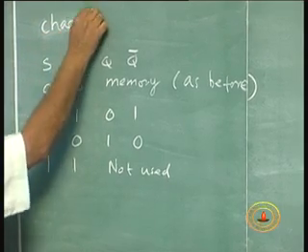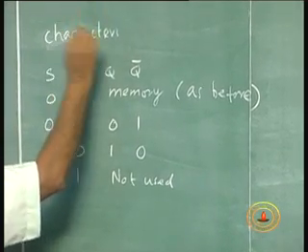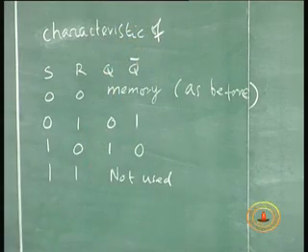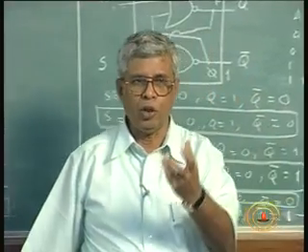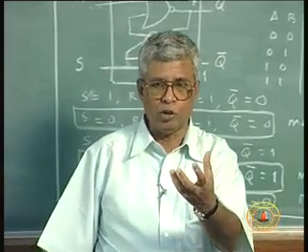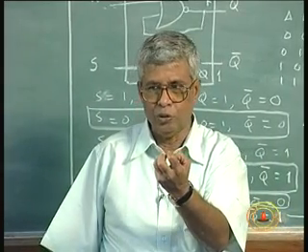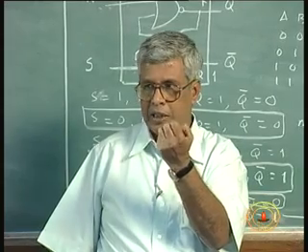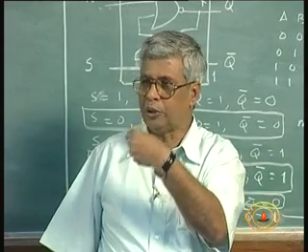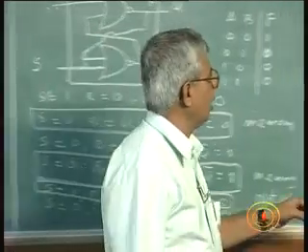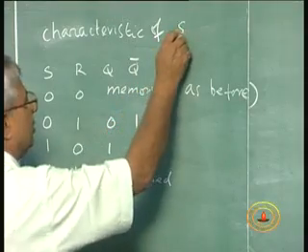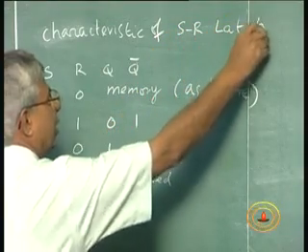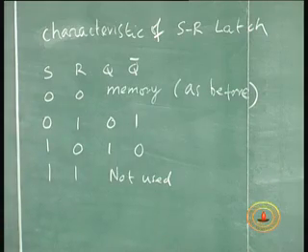Characteristic, because it is a characteristic of, and I have to give a name to this latch. A latch is to hold on. The latch came from the fact that it holds on to the data, 1 or a 0, it latches onto it. So, since it uses two inputs S and R, we will call it the characteristic of the SR latch. And why it is called SR latch, I have to tell you now.